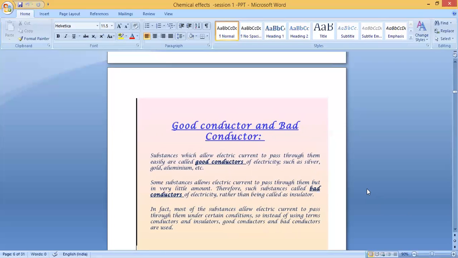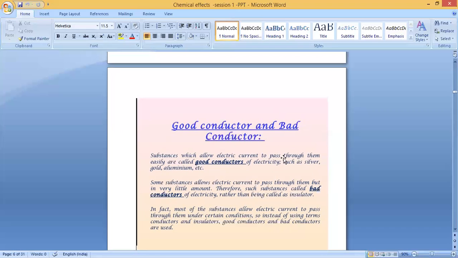The next one is good conductor and bad conductor. Substances which allow electric current to pass through them easily are called good conductors of electricity, such as silver, gold, aluminium, copper. All these are examples of good conductors of electricity. Some substances allow electric current to pass through them, but in very little amount.